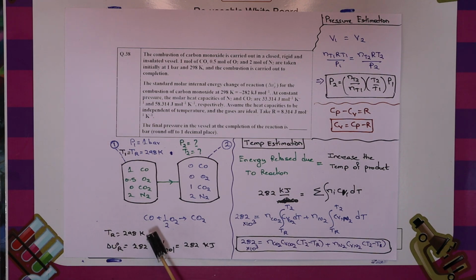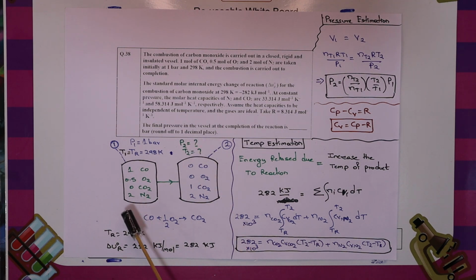CO plus half times O2 gives rise to CO2. This reaction happened. After this reaction, the system went to state number 2. Before this reaction, the pressure and temperature in the container were 1 bar and 298 Kelvin, and after the reaction, we are supposed to find out the pressure and the temperature. This is the crux of this particular example.